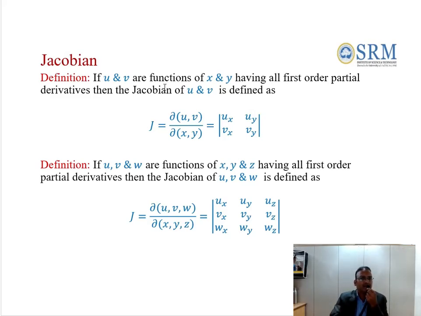If u and v are functions of x and y having all the first order partial derivatives, then the Jacobian of u and v is defined, and the notation is J equal to dou of (u, v) upon dou of (x, y). It is nothing but the determinant of dou u by dou x, dou u by dou y, dou v by dou x, and dou v by dou y. This is the definition of Jacobian for two variables.